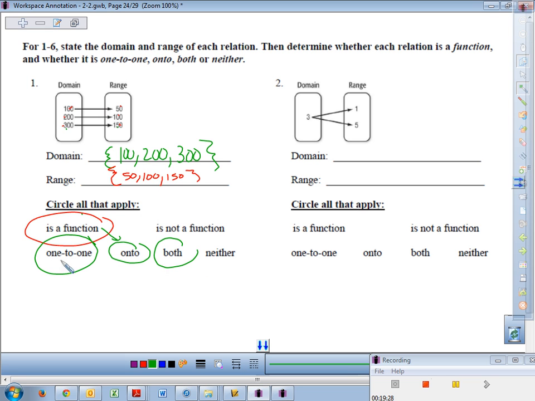It says circle all that apply, so we circled all that applied. It was a function. It was onto because it was a function in the first place. It was one-to-one because the range is only mapped back one time also, and that means it was both.